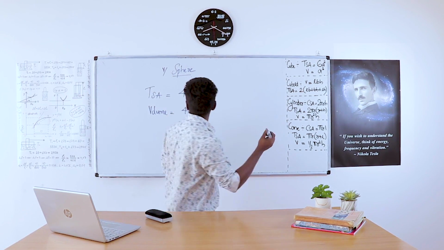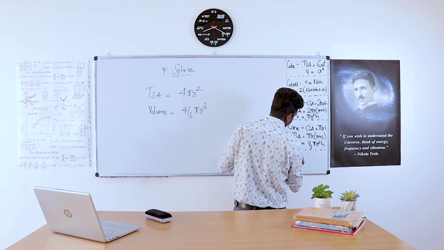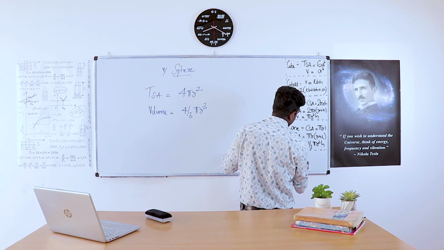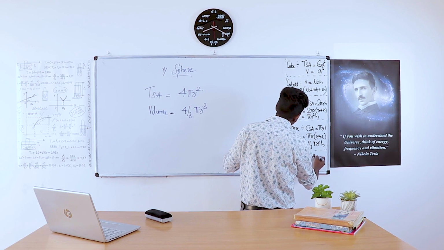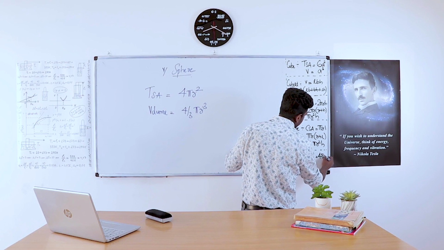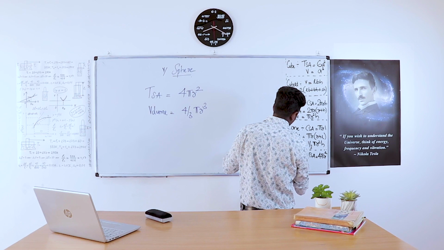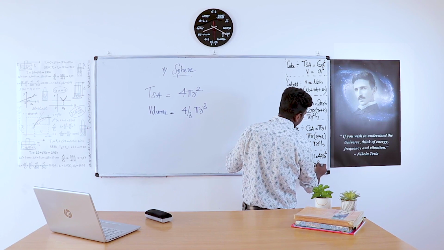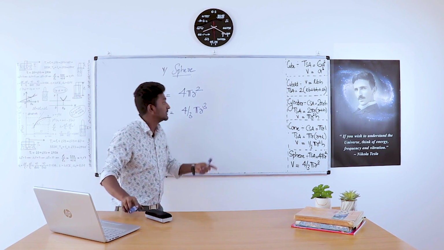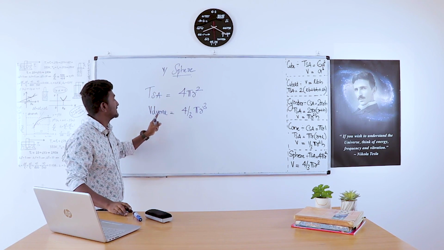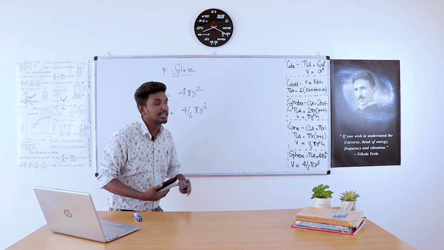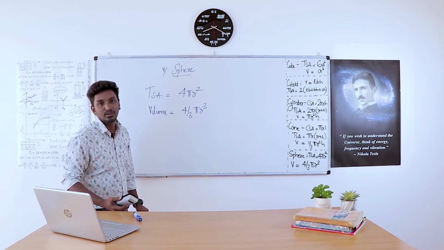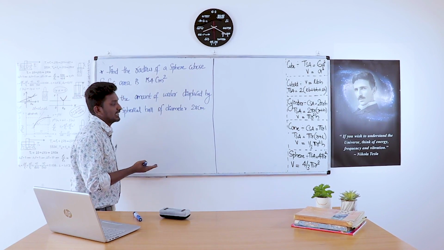So I am going to write here. Next is sphere. Sphere. So total surface area is equal to 4 pi r square. Then volume V is equal to 4 by 3 pi r cube. This is the equation for finding total surface area and volume of a sphere. Now we are having two questions related to sphere.